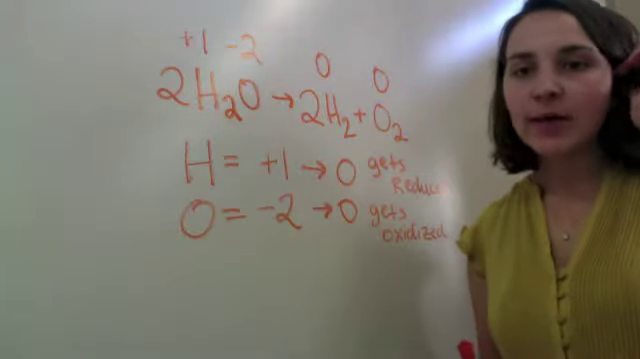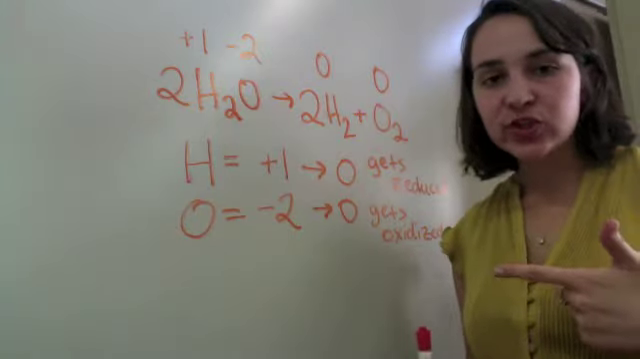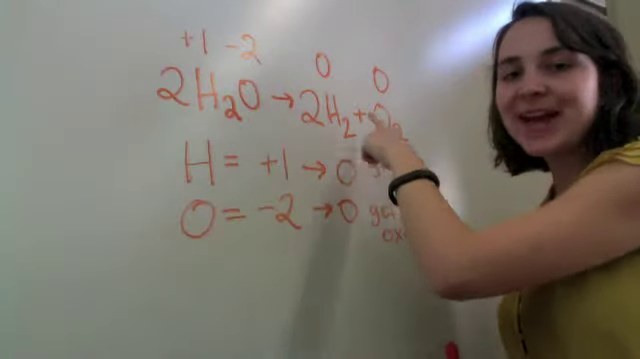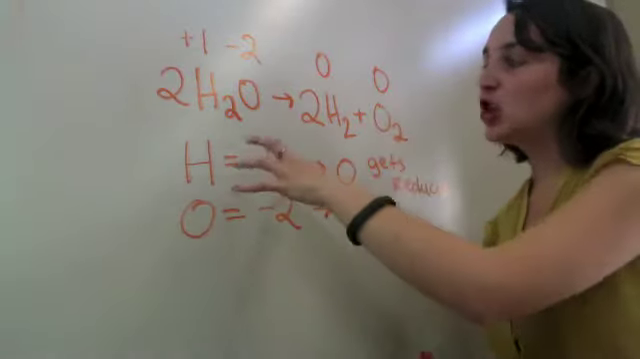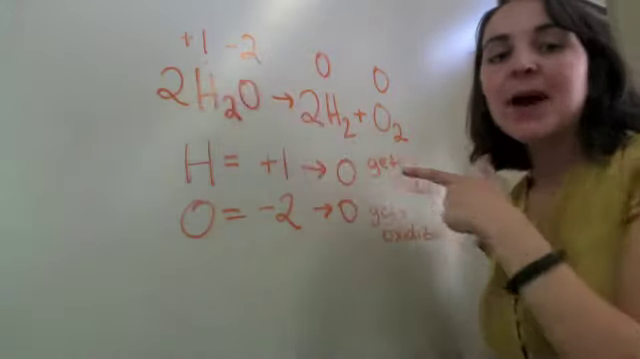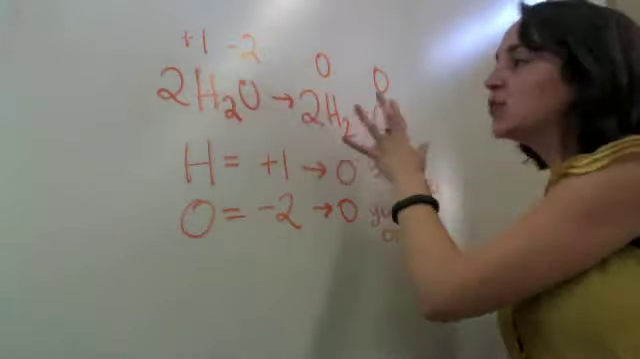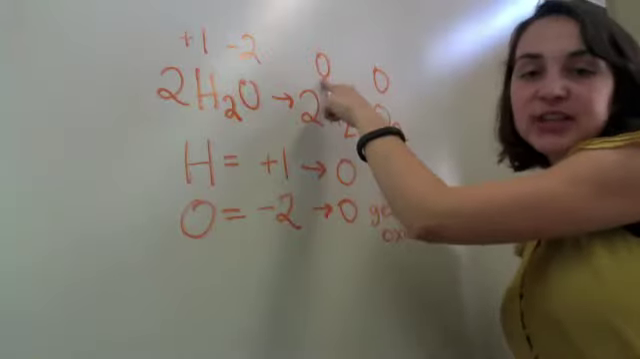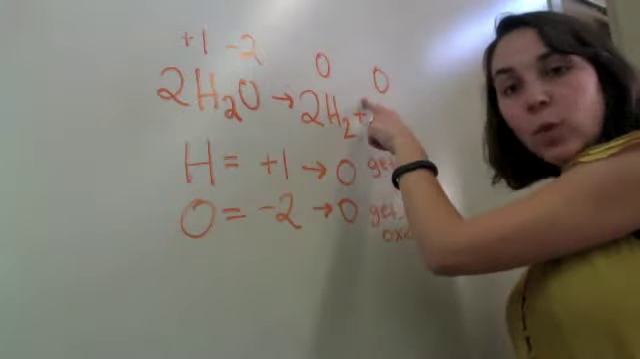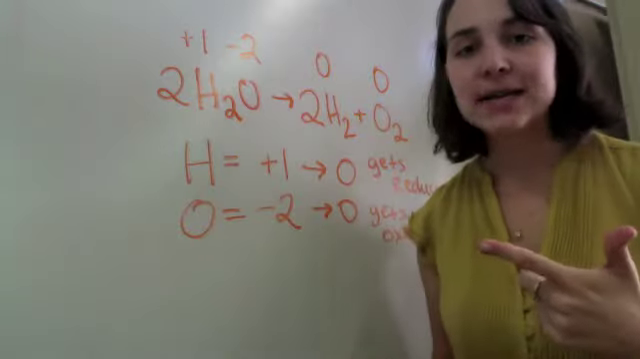Going to talk about now is how to determine which element is oxidized and which element is reduced. So in this equation, we have water decomposing into hydrogen and oxygen. I have charges, which I figured out in the last video clip, where my hydrogen is +1 and my oxygen is -2. That's it in its reactants form. In its products form, our hydrogen has an oxidation state of 0, and our oxygen has an oxidation state of 0 as well, okay?